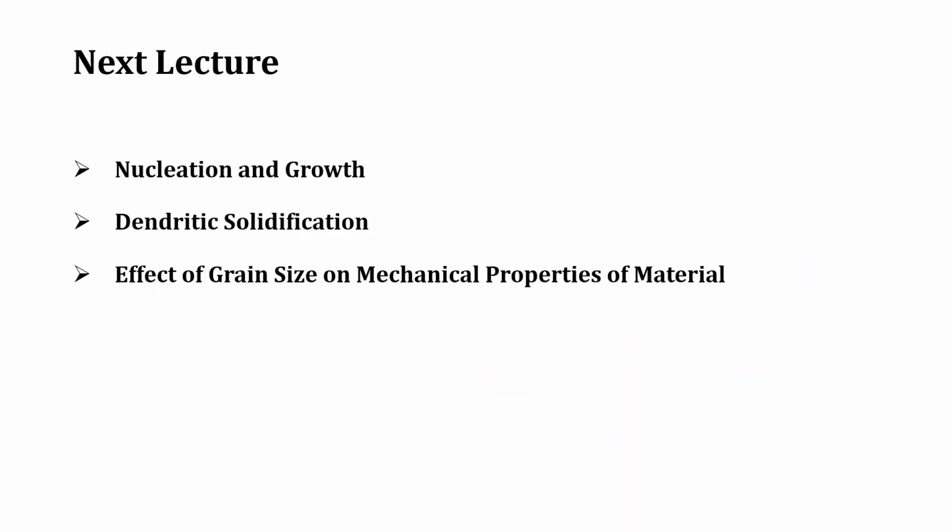So that's all for today. In the next lecture, we will see the nucleation and growth during the solidification of a metal, dendritic solidification during the cooling of metal from liquid to solid, and the effect of grain size on the mechanical properties of material. In this lecture, we saw that when the material is cooled at a slow rate, a coarse grain structure is obtained. But if the cooling rate is fast, then a fine grain structure is obtained. How the grain structure affects the mechanical properties of material, we will see in the next lecture.